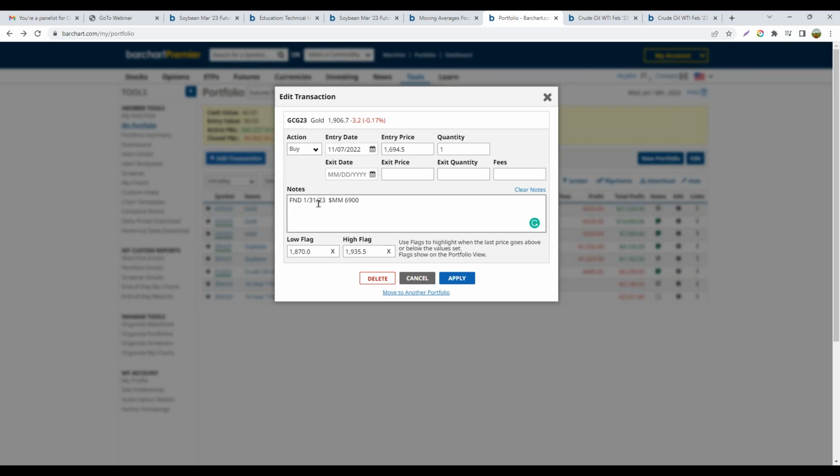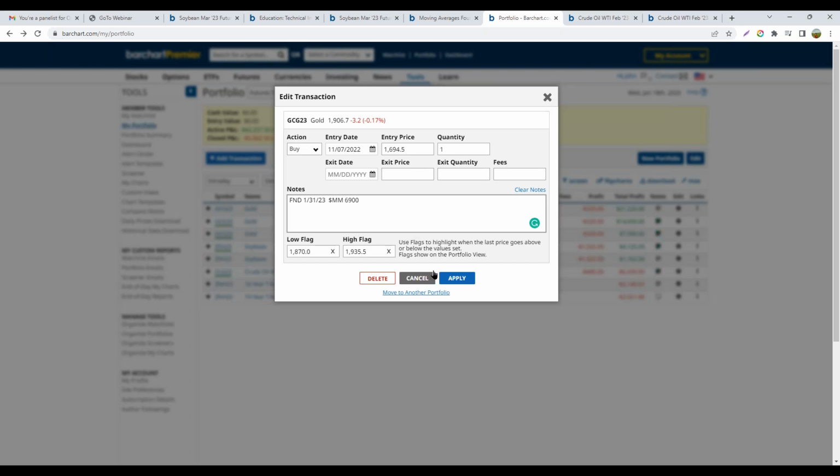I also put in the maintenance margin so I know how much the maintenance margin is. Now, the low flag and high flag in our portfolio will create values based on whatever we're looking at, support or resistance. But if price gets above our high flag or below our low flag, then it will create a color signal on our portfolio profile. So I'm going to show you that.